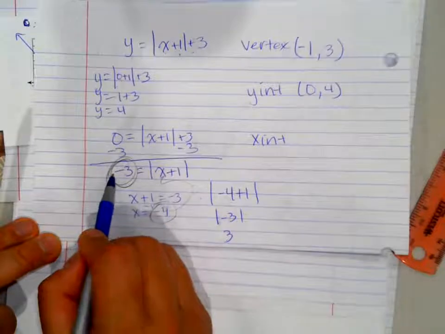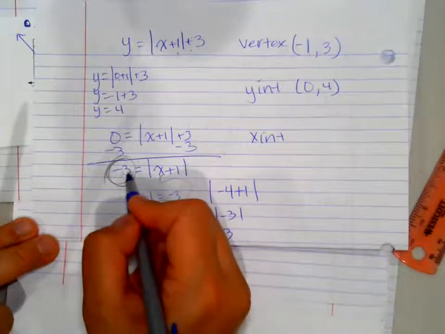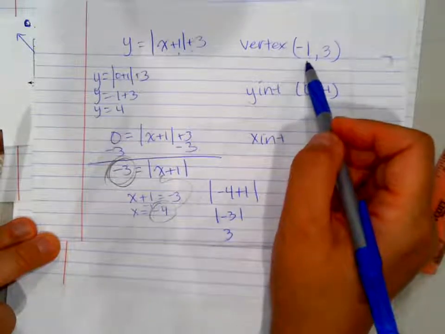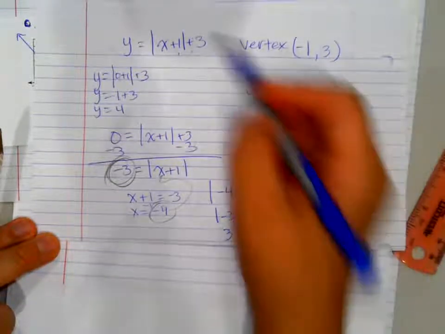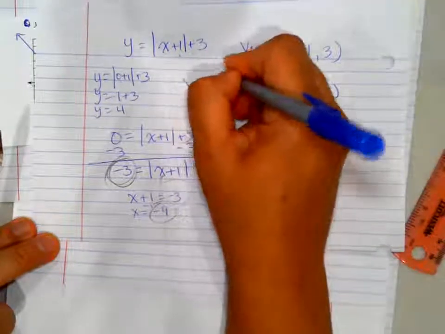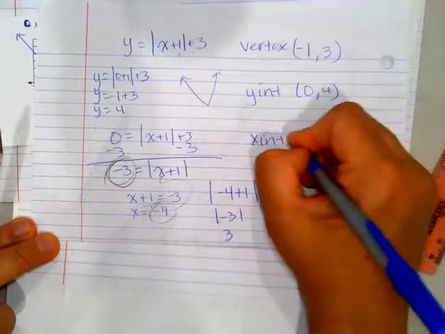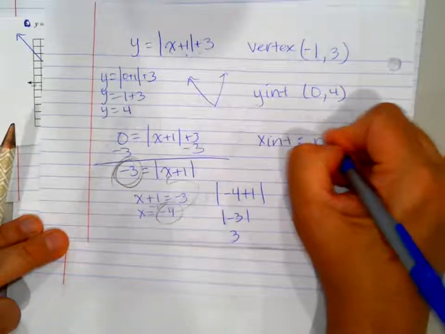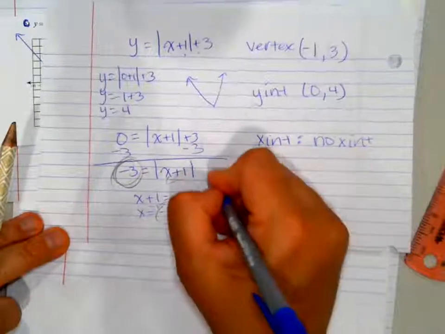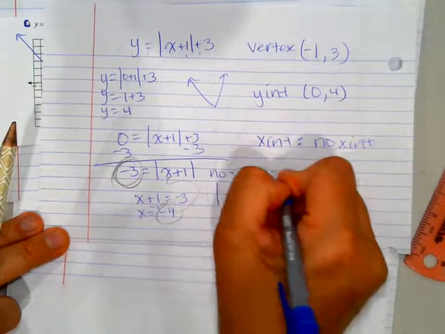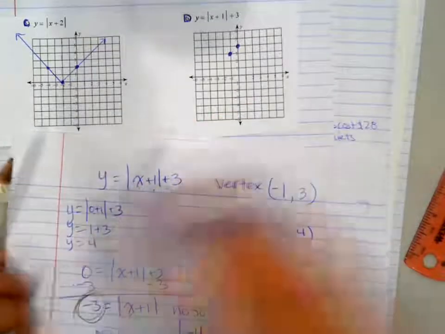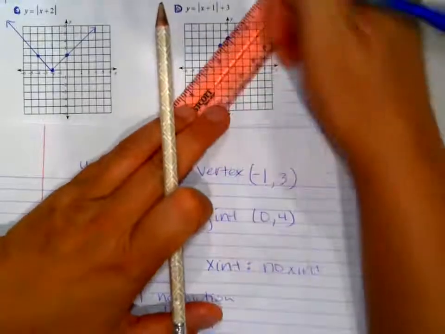That doesn't work. So this is where you really need to think and say, okay, wait, my vertex is somewhere above the x-axis, and this is all positive, and I know my graph is going to look like that somehow. This must have no solution, or no x-intercepts, because this is a no solution type of problem. When you graph this, it's going to be above the x-axis.